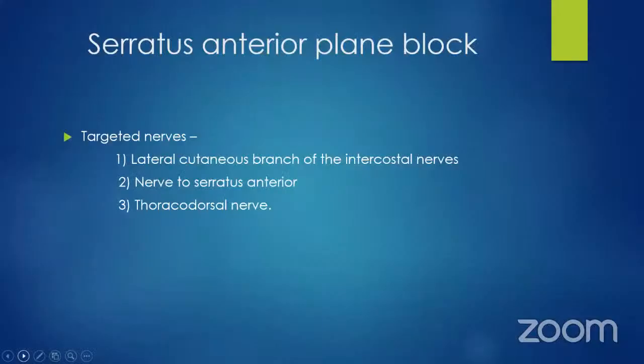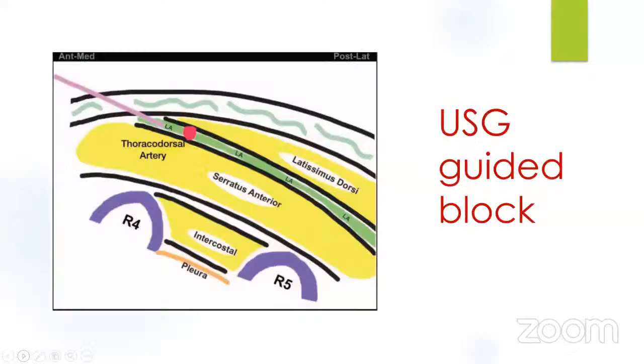Coming to the serratus anterior plane block, the main targeted nerves are the lateral cutaneous branches of the intercostal nerves, and also the nerve to serratus anterior and the thoracodorsal nerve. Coming to the ultrasound guided block, it can be given either superficially or deeply, but we will proceed superficially. While giving the serratus anterior plane block, we need to be careful not to puncture the thoracodorsal artery.